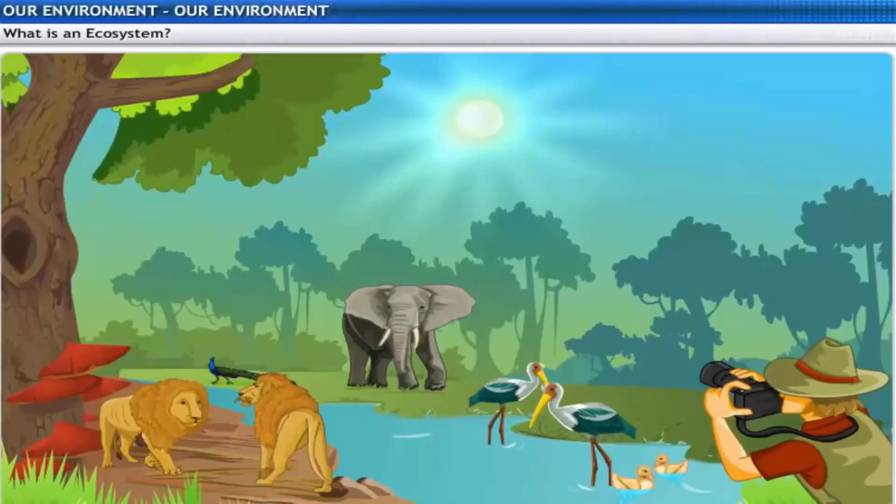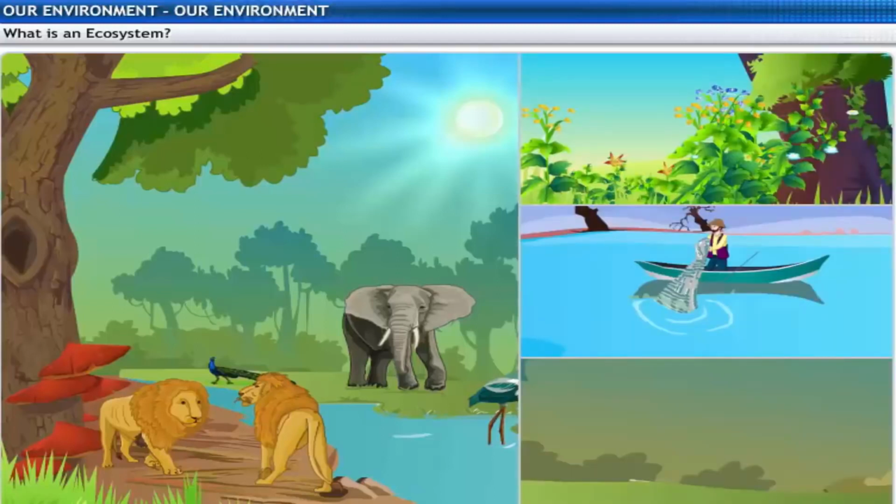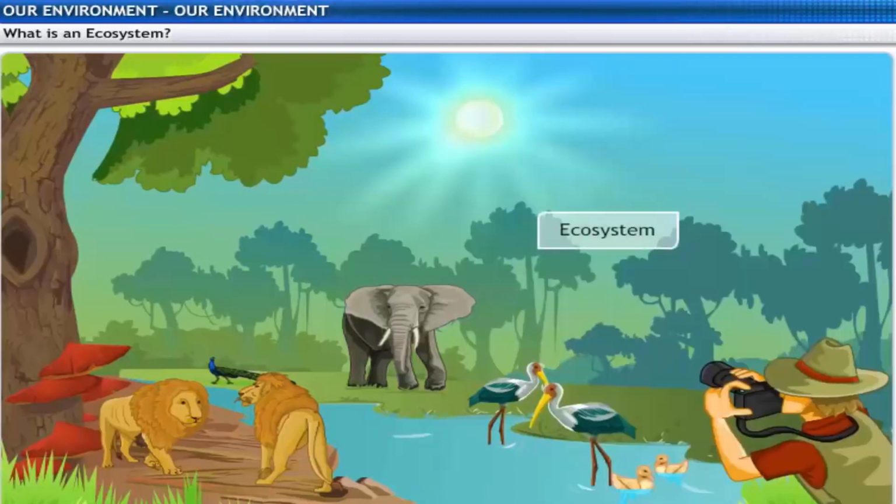The environment comprises the air you breathe, the water that covers the surface, the animals and the plants around you, and much more. The environment is made up of various ecosystems like gardens, lakes, forests, etc. An ecosystem is a place where living organisms and the non-living components of the environment interact with each other.